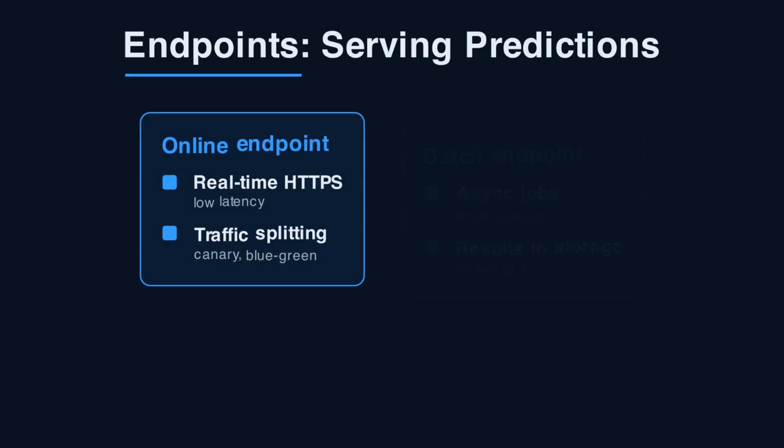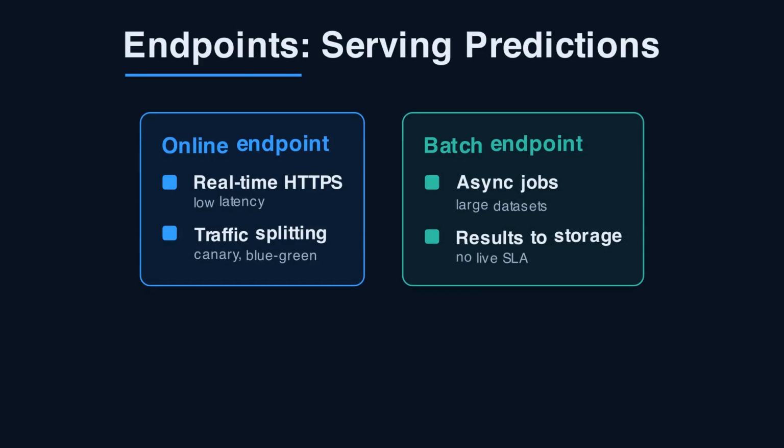Once a model is registered, endpoints are how you serve it. Azure ML gives you two flavors. Online endpoints are for real-time, low-latency inference over HTTPS. They support multiple deployments behind one endpoint, so you can do blue-green or canary rollouts by splitting traffic, say 90% to the old model and 10% to the new one. Batch endpoints are for scoring large volumes asynchronously, where you submit a job and collect results from storage. Both manage the underlying compute, scaling, and authentication for you, so you're not hand-rolling a Flask container on a virtual machine. That managed serving layer is one of Azure ML's biggest differentiators.